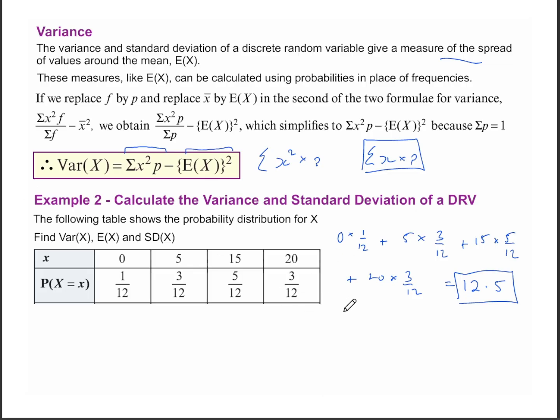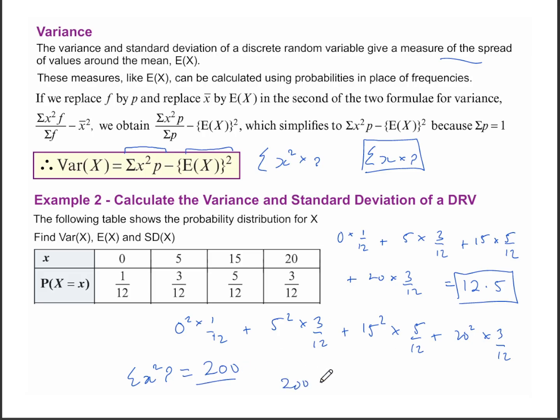Then you want to find your variance, where now you will sum up the squares of these same terms. So 0 squared times 1 over 12 plus 5 squared times 3 over 12 plus 15 squared times 5 over 12 plus 20 squared times 3 over 12. This will give us 200 in total. That is our sum of x squared times the probability of each x. So to find our variance, we take 200 minus 12.5, which is our expectation, squared. This gives us 43.75. That will be our variance.